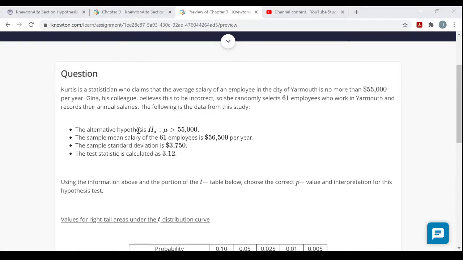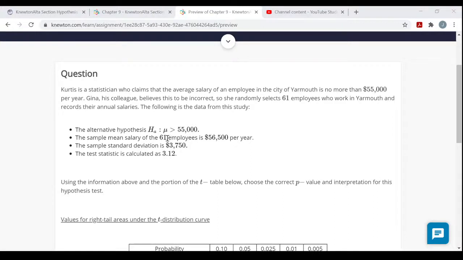Remember, the null hypothesis assumes that the mean salary is $55,000, and the alternative hypothesis is what Gina believes, her claim that the mean is more than $55,000. You see the alternative hypothesis is a greater-than statement, so this is a right-tailed test. When you calculate the p-value, you find the area to the right of the test statistic, and that's it. There's no doubling like in a two-tailed test, like in the first video on this objective.